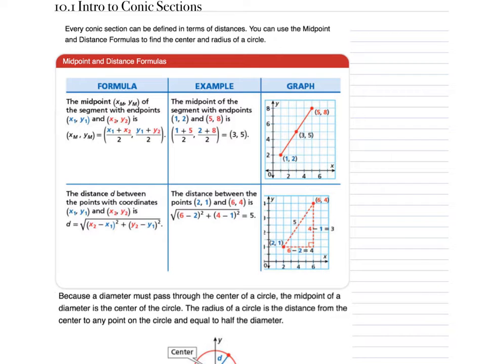So your midpoint formula is the x values of your two original points added together divided by 2, comma, the y values of your two original points added together divided by 2. Once you get that, use your midpoint or your center and one of the original points to put it into your distance formula, which is the square root of x2 minus x1 squared plus y2 minus y1 squared.